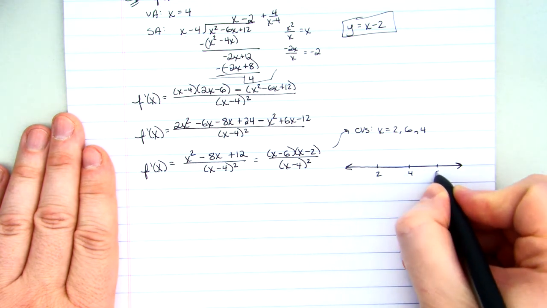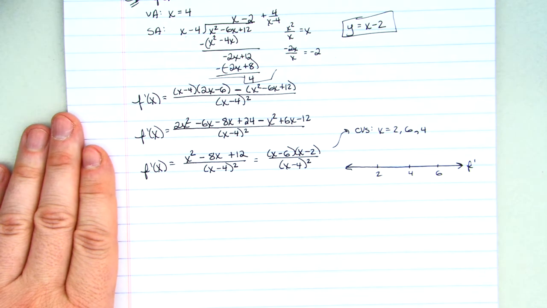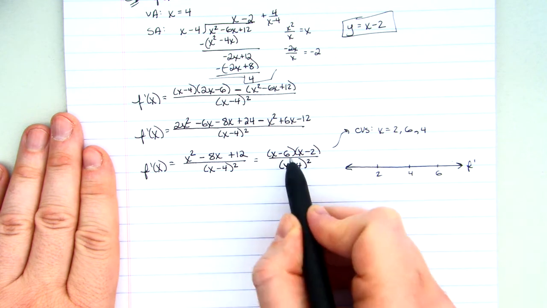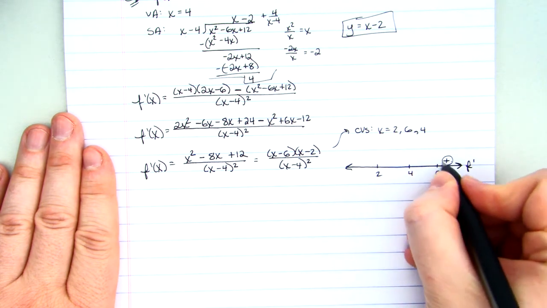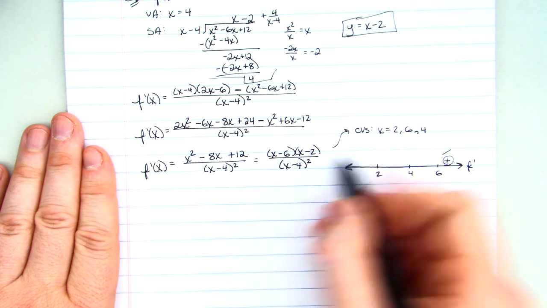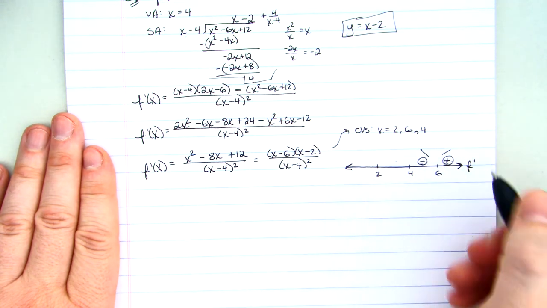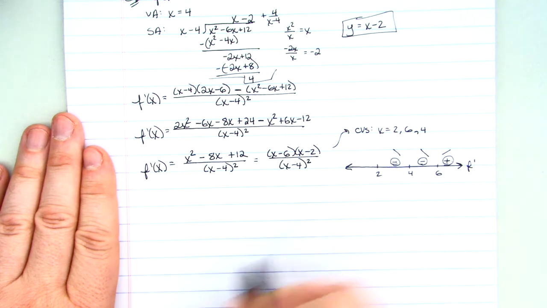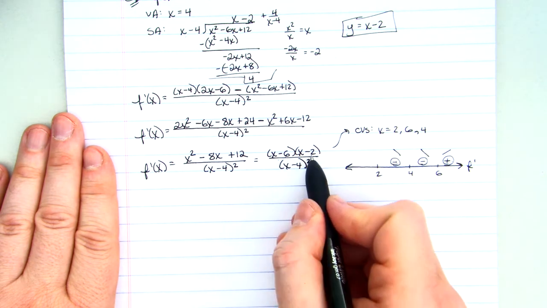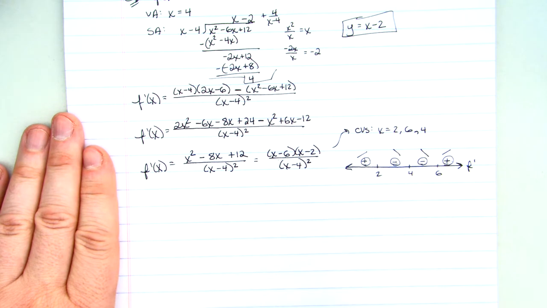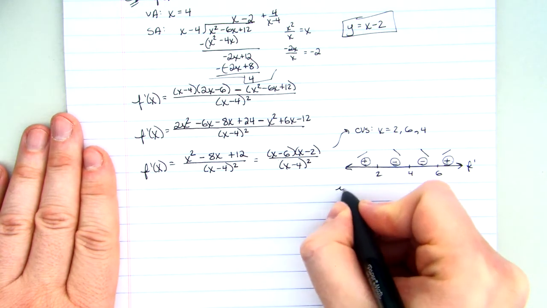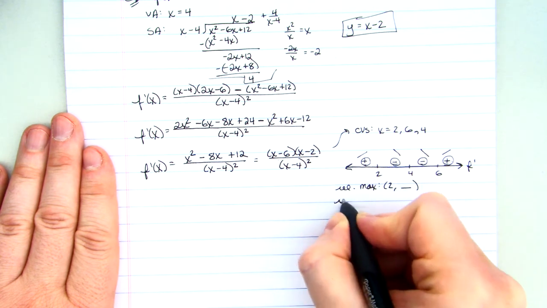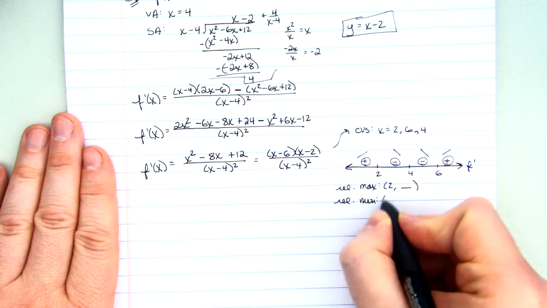So, let's see. The denominator's not going to matter because it's always positive. Plug in 7, positive. Positive, that's positive. Plug in 5, negative. Times a positive, that's negative. Plug in 3, negative. Times a positive gives me a negative. Plug in 0, negative. Times a negative gives me a positive. I have got a relative max at 2 comma something, and a relative min at 6 comma something.